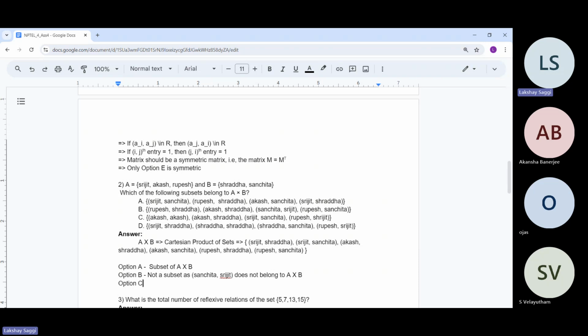Then we come to option C. In option C, what we have is Akash, Akash. So this can easily be seen that Akash, Akash is not present here. The second elements are only Shraddha and Sanchita in the set A cross B. Akash is not present in set B. So it is also not a subset. And why is it not a subset? Because Akash, Akash does not belong.